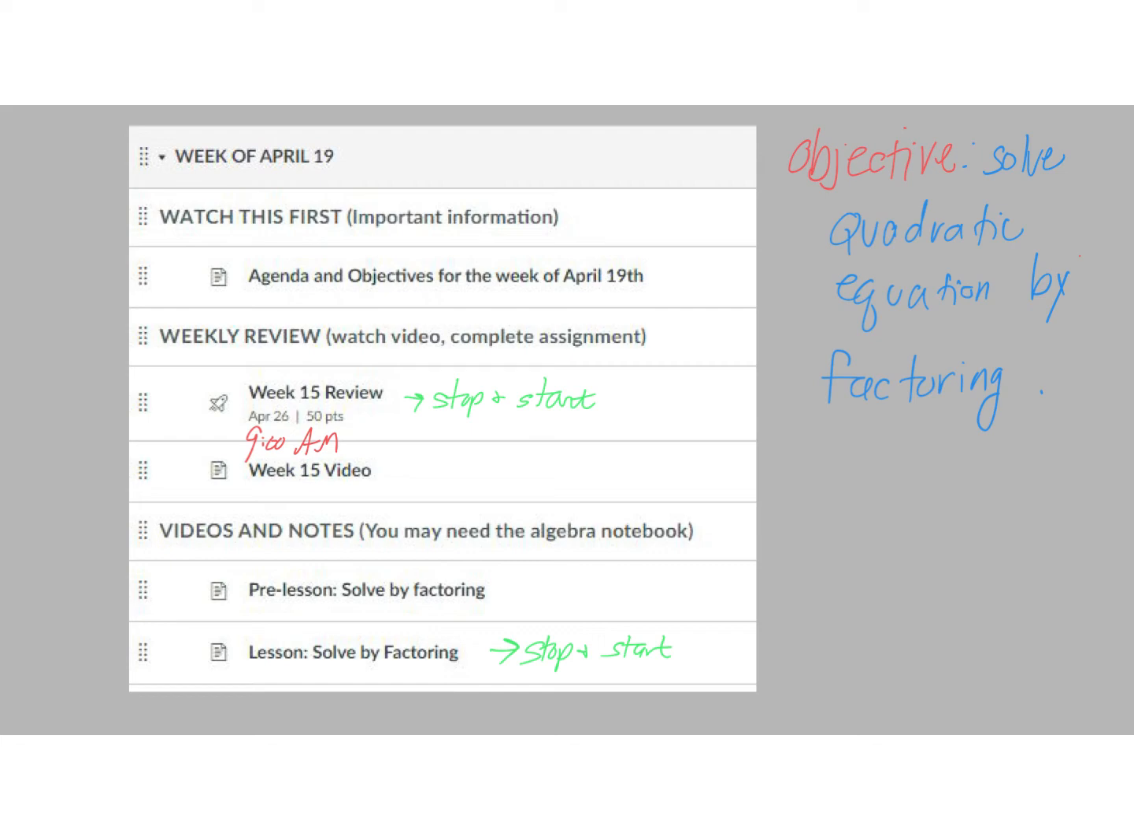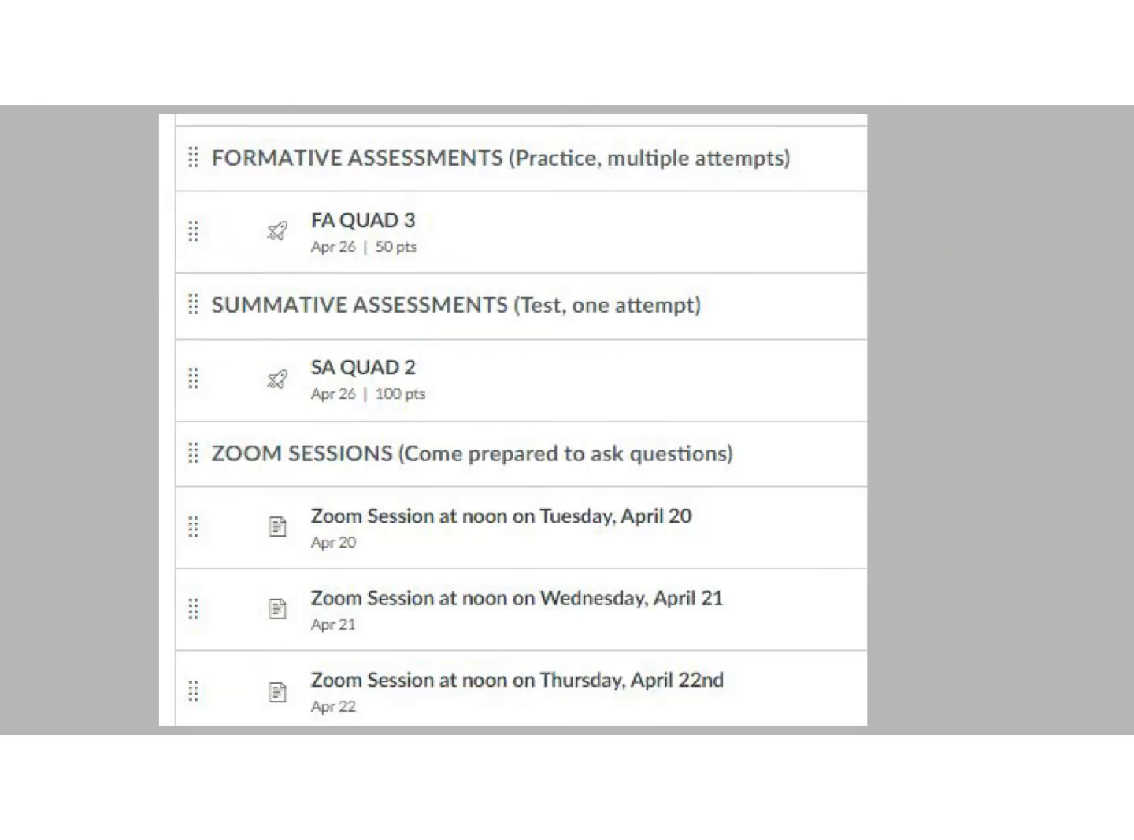between problems. Okay? When you're done with your new notes for this week, then you do want to go and work on your formative assessment. And remember that as you're going through your formative assessment, this is your practice. You can do it multiple times.